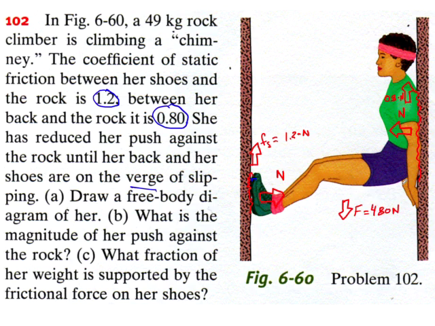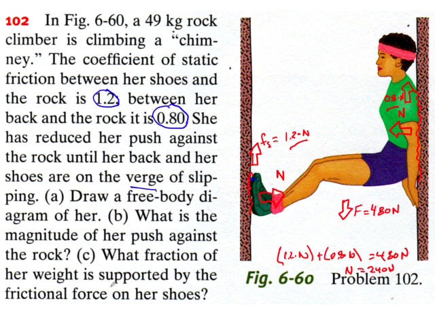So what do we know has to be true here? We know that the sum of these two upward forces must be just sufficient to keep her from sliding. So in this case, we know that 1.2 times normal force plus the 0.8 times normal force has to equal 480. And you can very quickly realize, oh wait, that's 2 times n. So n has to be 240 newtons. So that's how much she's pushing with her shoes and with her back.